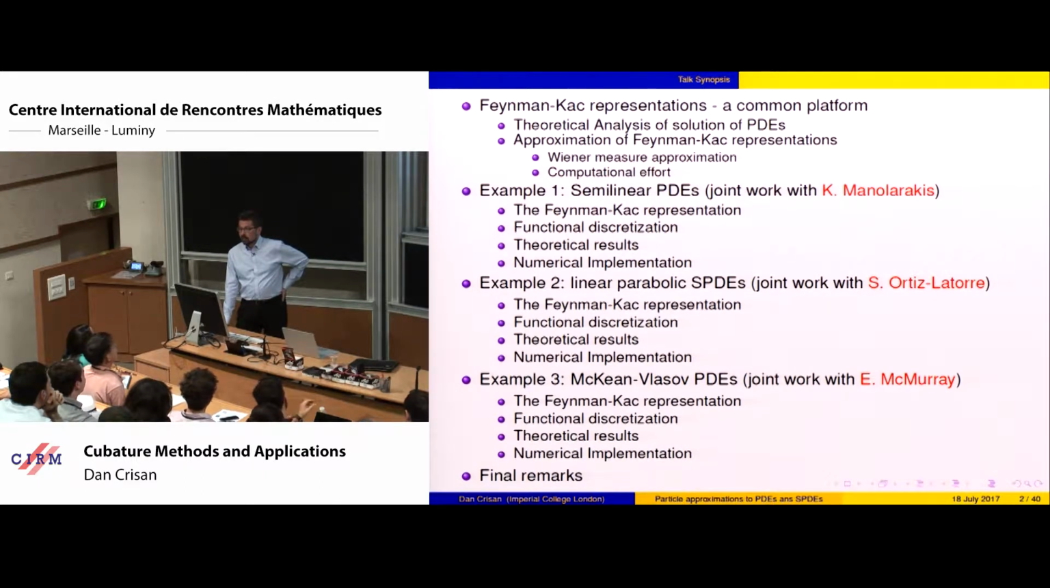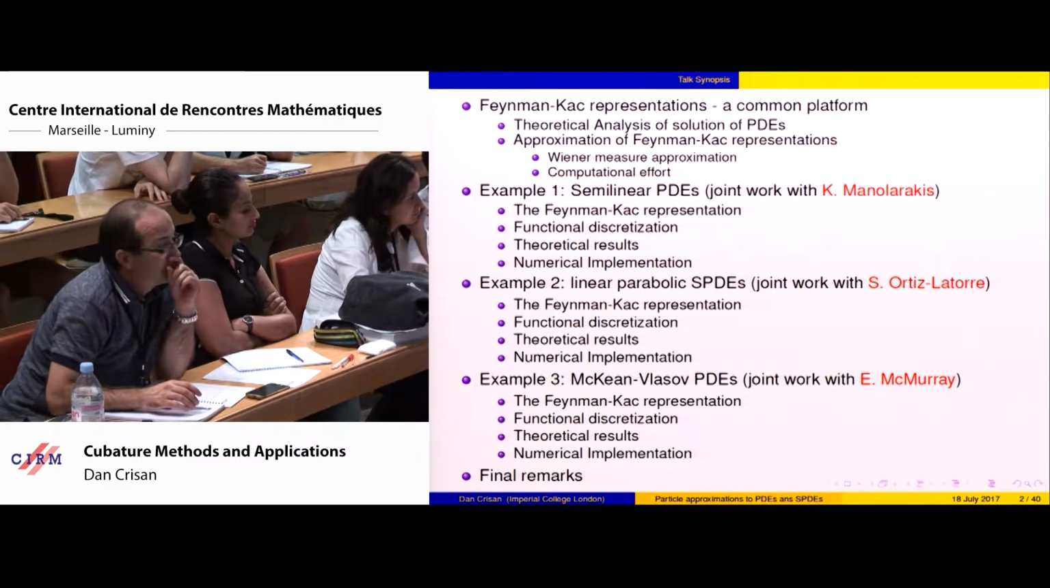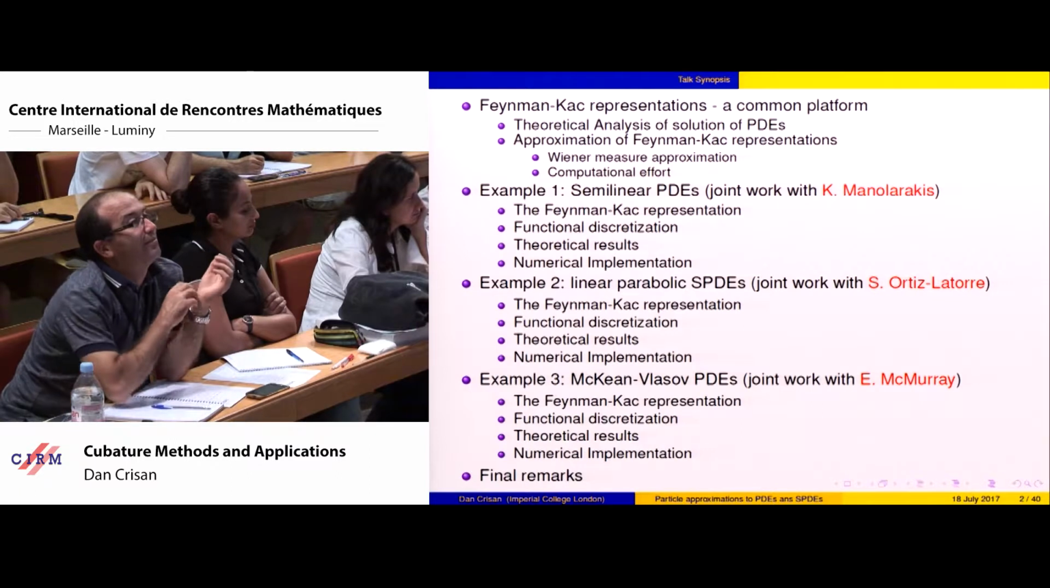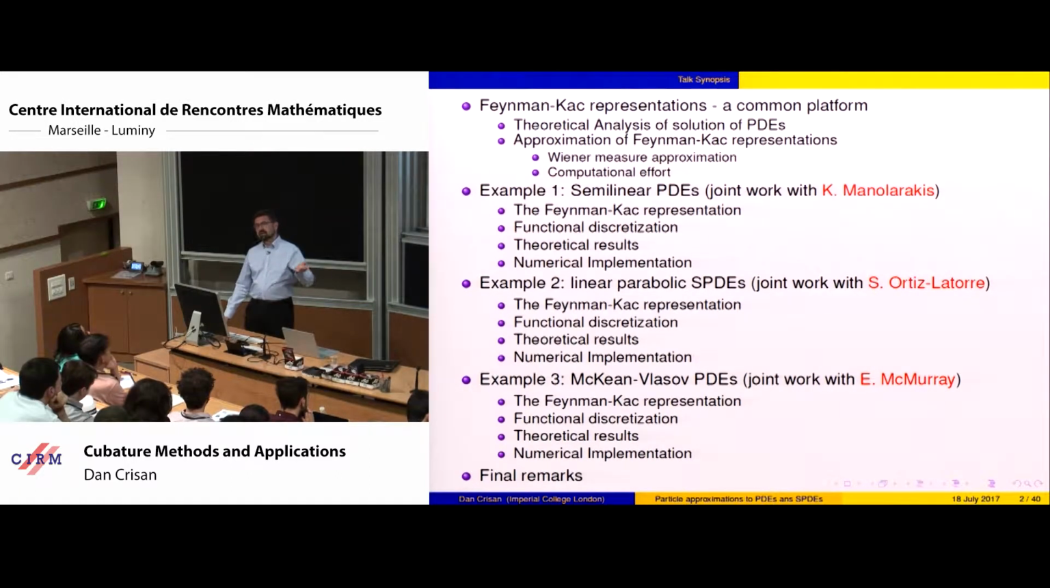So the common denominator of everything that I'm going to tell you, as I said, is a Feynman-Kac representation. And it's an amazing object for many reasons. Once you have a Feynman-Kac representation, you can analyze the equation from a theoretical perspective. You can say, what can we say about the equation once you have this representation, and you can analyze its smoothness, but you can do a lot more.